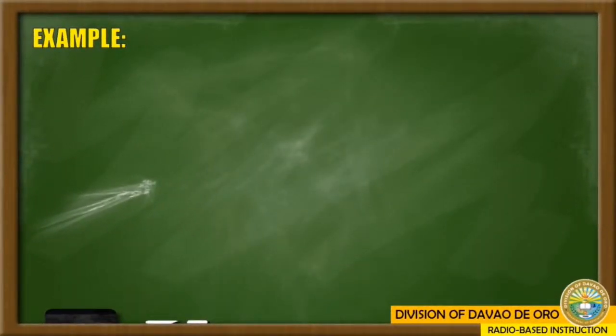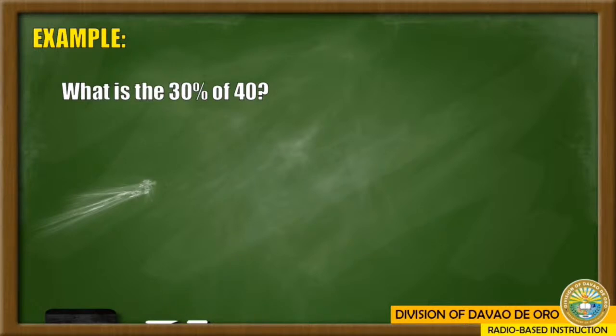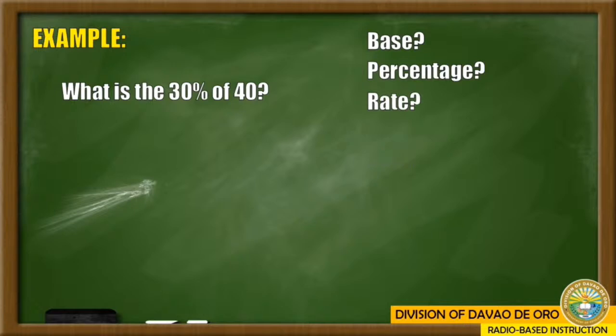Okay, let's have another example. What is 30% of 40? I repeat, what is 30% of 40? First, we will look for our base and rate. It is our first step in finding the value of percentage, which is finding the value of base and rate.